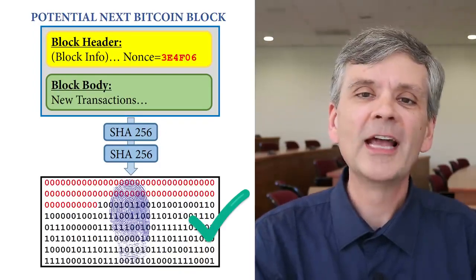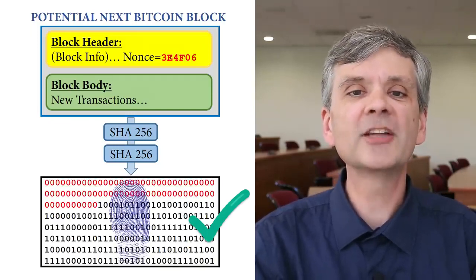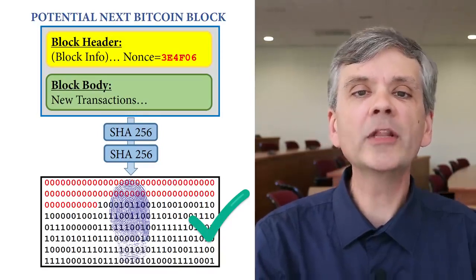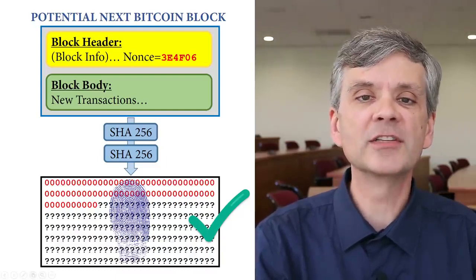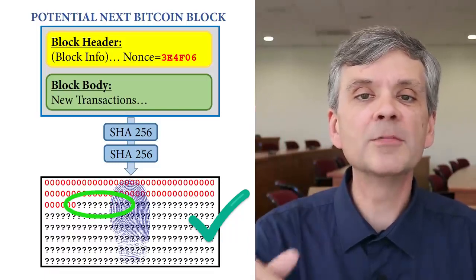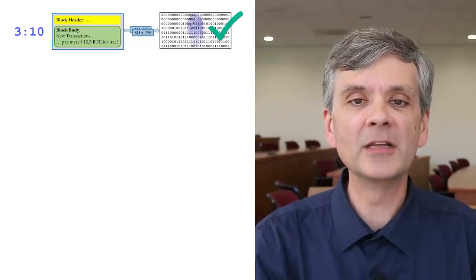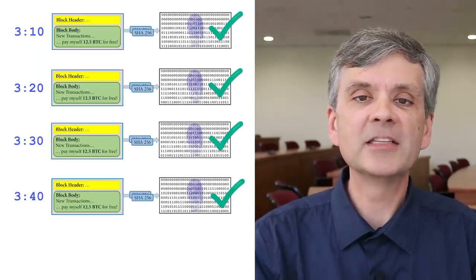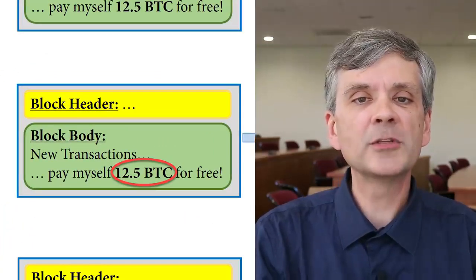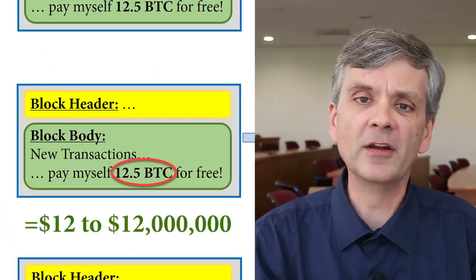Now, I said before, it's impossible to find an input that matches a specific hash fingerprint, and that's true. But Bitcoin mining only requires that you find a hash that's close, not an exact match. In fact, the difficulty can be adjusted up or down to make it such that about every 10 minutes, someone somewhere finds a match, earning themselves 12.5 Bitcoins, which is worth somewhere between $12 and $12 million.